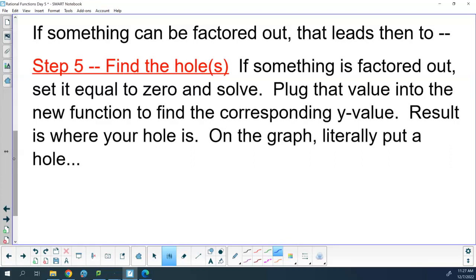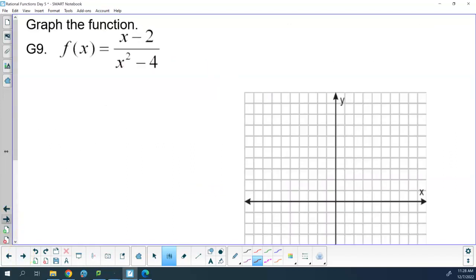On the graph, it is literally a hole. It will be something that looks like this. You'll have a big hole, and then you'll have a function coming out either side of it. Do not fill in your hole. Your hole is what is called a point of discontinuity. And it's where the other vertical asymptote should have been. But because we factored it, we took it out. We're getting rid of a vertical asymptote. So, let's do one.